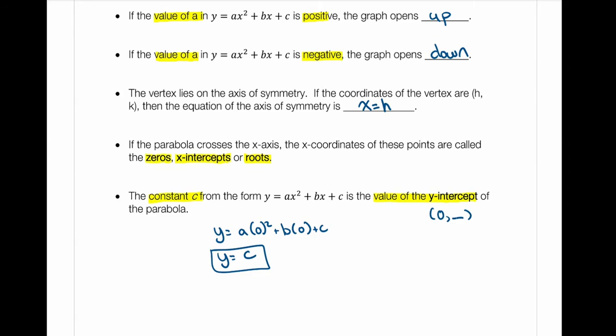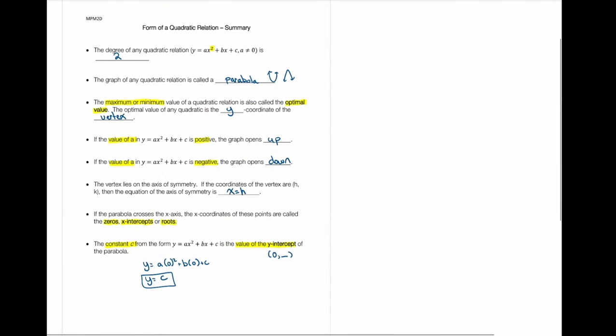So again, this is just kind of a summary of what we should have gotten from that investigation, just talking about some of the key points of our parabola, where they're located, and how we can find some of them.